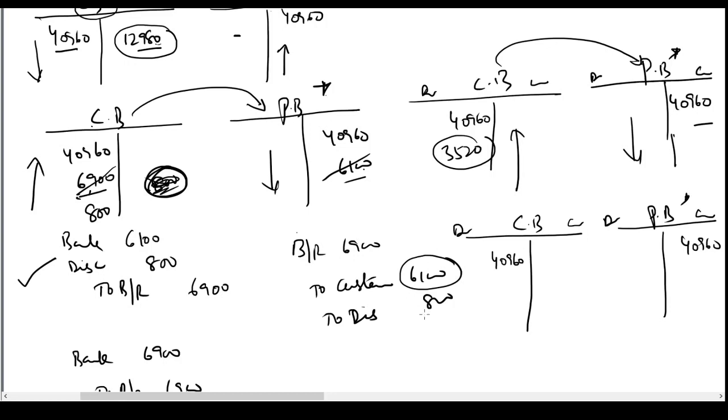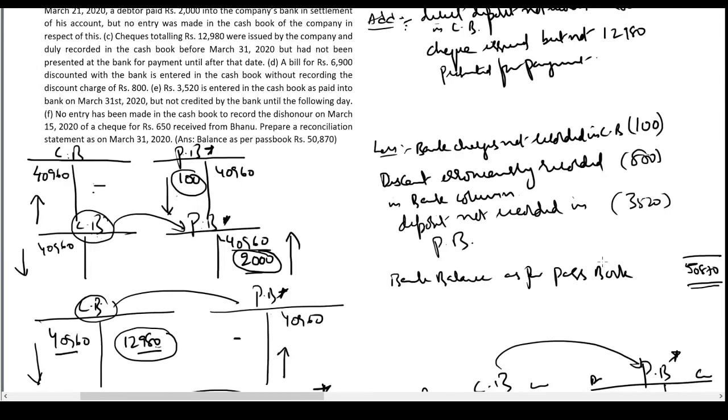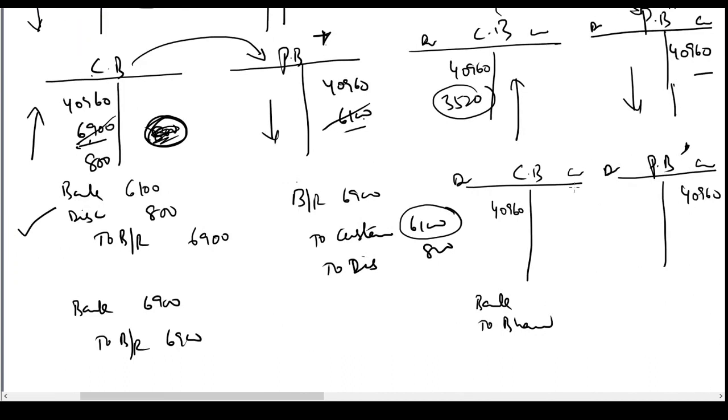As I told you earlier, as soon as we receive a check, we pass an entry in our books bank account debtor to Bhanu account. What was the amount? 650 rupees. So on 15th March, we have deposited it in our bank account and we have recorded it in our cash book. But the check was dishonored. That means money was not collected by the bank. So there will be no amount in the passbook appearing for this deposit in our cash book.